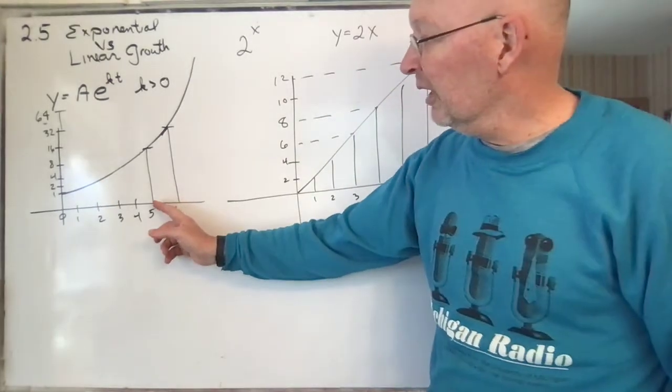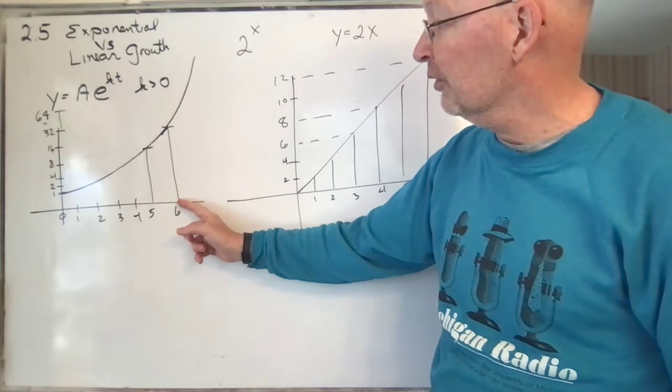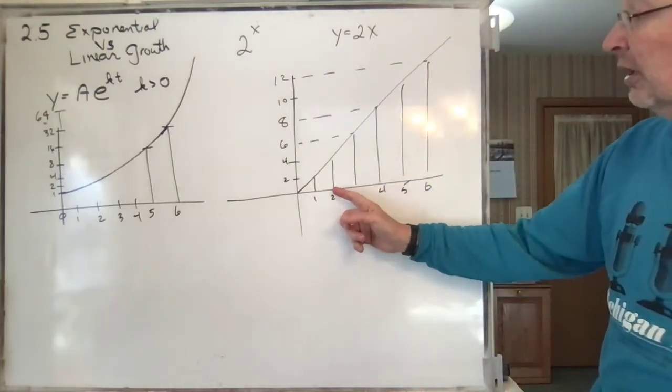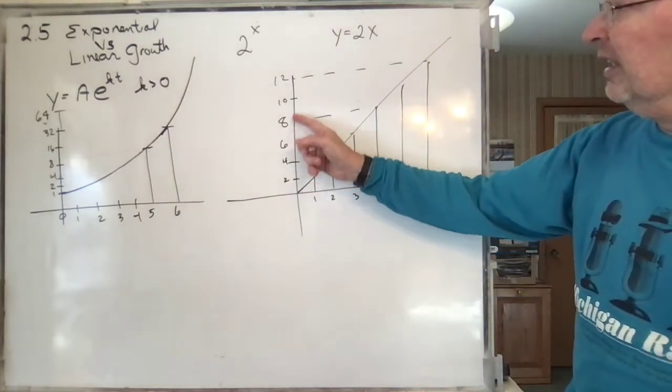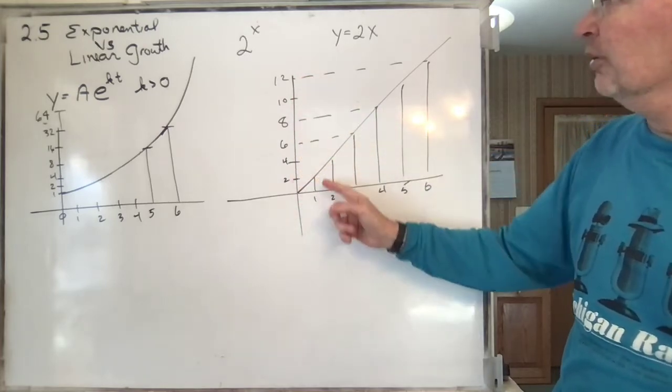Notice, what did you do here? You multiplied by 2. The value of the function, you multiplied by 2 every time you went. Here, in order to go from 4 to 6 to 8 to 10 to 12, what are you doing? You're not multiplying by 2. You're obviously adding 2 each time.